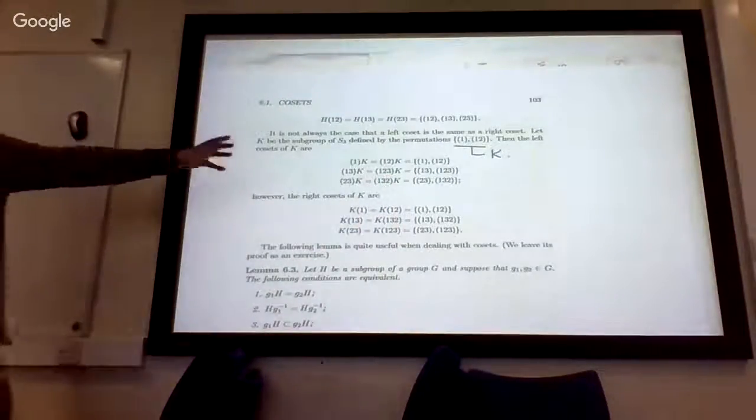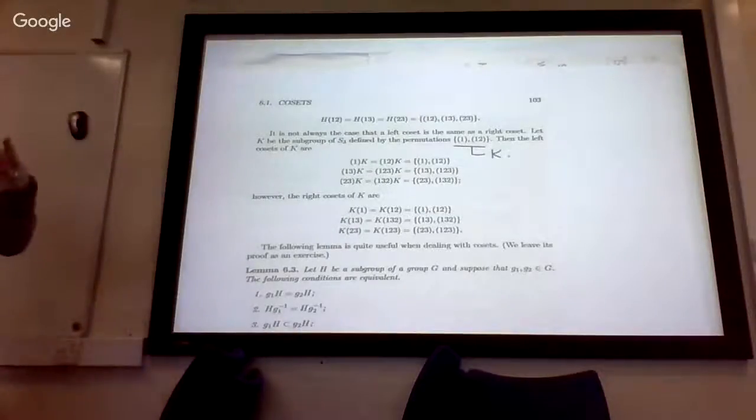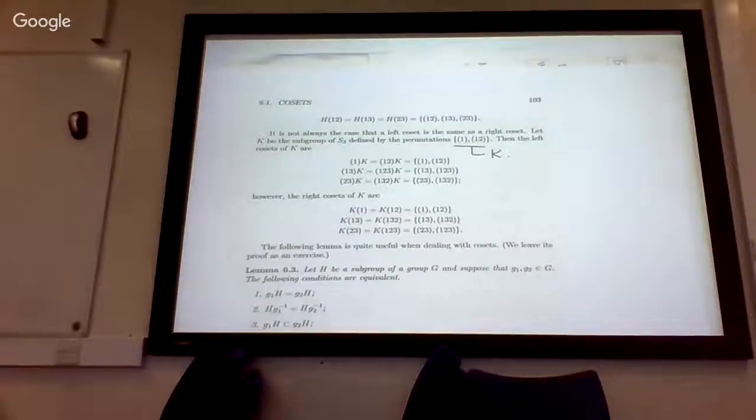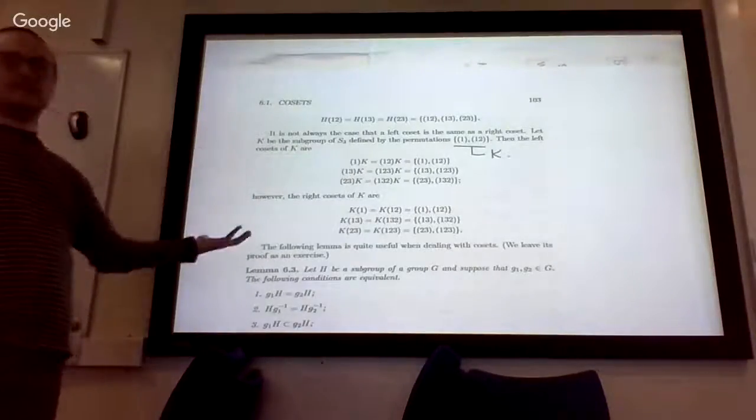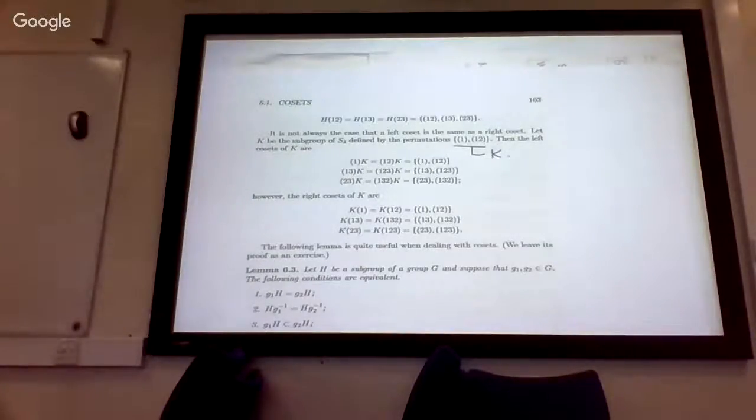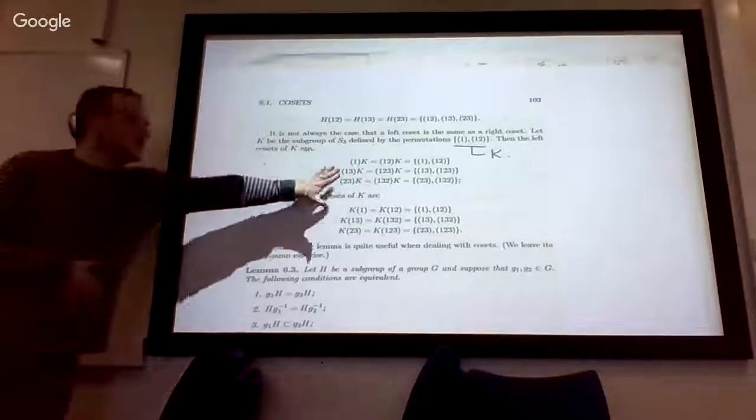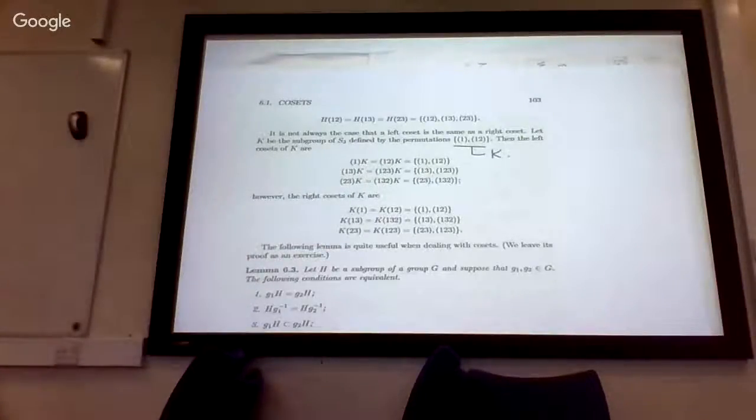This is more the typical behavior when you're in a non-abelian group. For a typical subgroup of a non-abelian group, the expectation is that the left cosets will be different to the right cosets. We'll discover in the exercises that there are certain patterns you can spot, certain conditions you can see, that will make the left cosets equal to the right cosets, even though you're in a non-abelian group. But that would be the typical expectation if you're just looking at a non-abelian group and a certain subgroup.